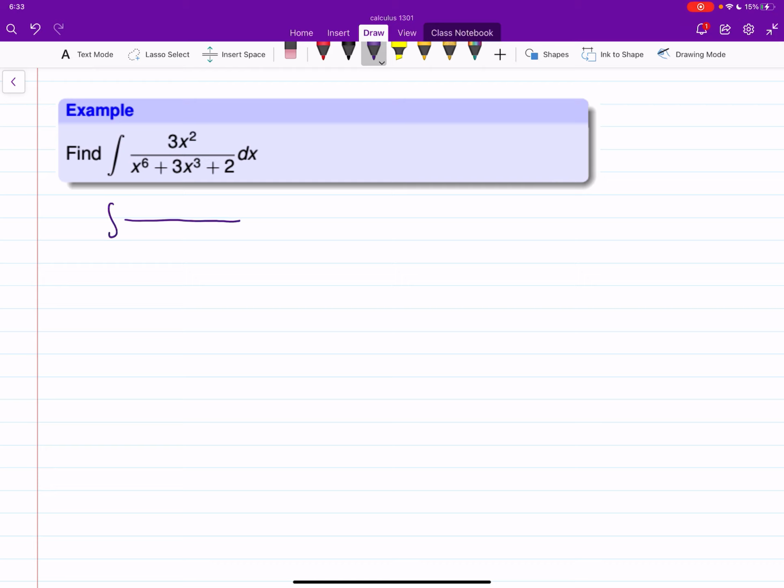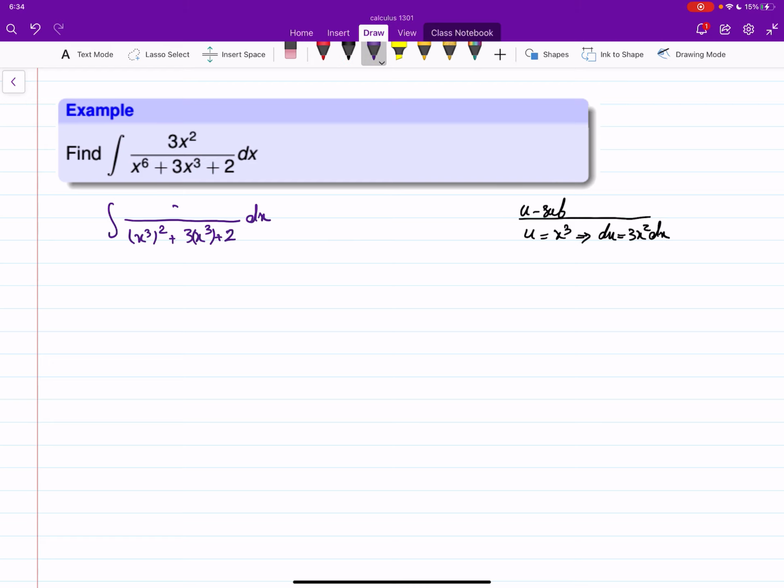that in the denominator we can write everything in terms of x cubed. And what is even better is that the derivative of x cubed, which is 3x squared, is in the numerator. So that tells me to use substitution, and let's set u to be x cubed. As a result, du is going to be 3x squared dx.